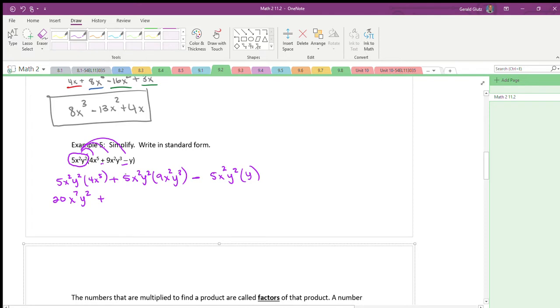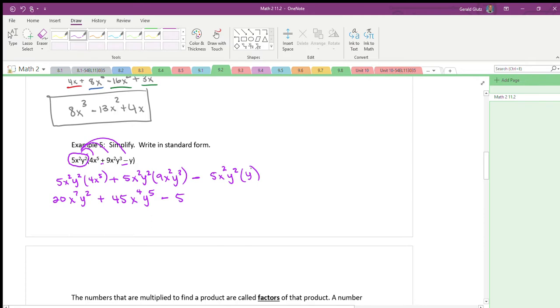So now I look at all the numbers first. So 5 times 9, that's 45. Then I go in alphabetical order. So x squared times x squared is x to the 4th. Remember, when you're multiplying two terms with the same base that both have exponents, add the two exponents. y squared times y to the 3rd will be y to the 5th. So I keep the same sign, so minus 5 times 1, or just 5.